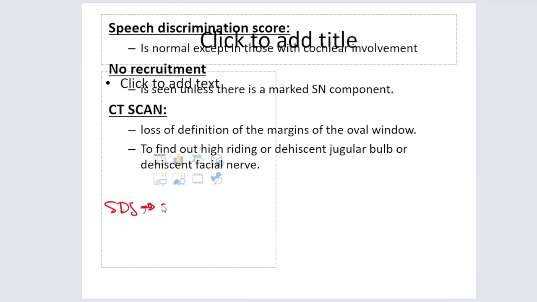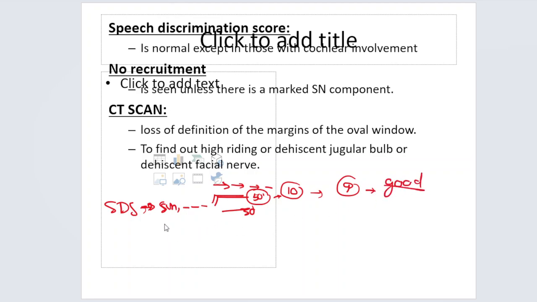You take some spondee words like sun, bun, cat, rat, like that, and you start giving them to the patient at higher than his threshold. Suppose his threshold is 30, you take it to 40, 50 and start giving these words to the patient through an audiometer or through some recorded tapes. If you give 10 words and the patient can repeat 9 words back correctly, it means that his speech discrimination score is very good. That is called the speech discrimination score. He is able to discriminate the various speech words.